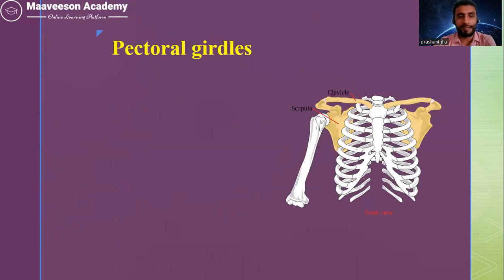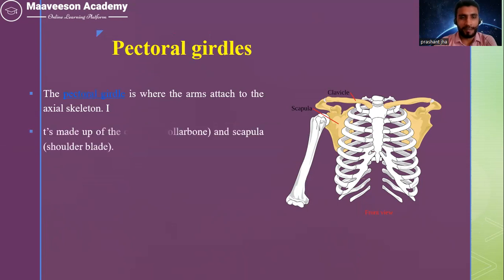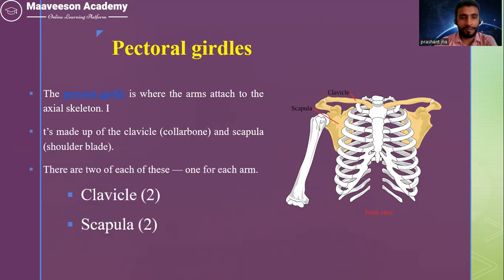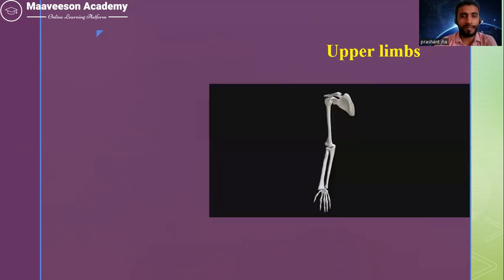So first, we'll discuss about the pectoral girdles. The pectoral girdles is where the arm attached to the axial skeleton. It's made up of the clavicle and scapula. There are two of each of these, one for each arm. That is two clavicle and two scapula.